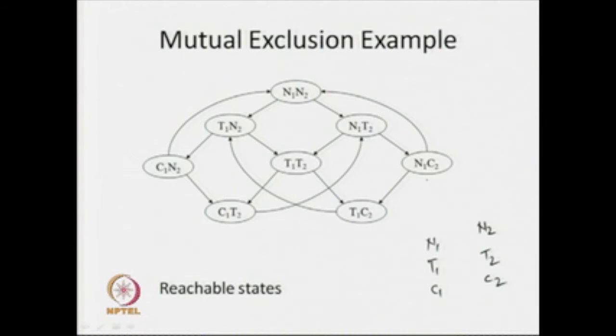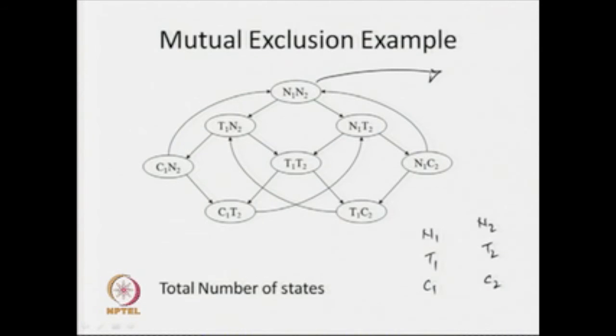If we are talking about reachable states, then we may have other states which are non-reachable. For this particular example, think about the total number of states that we may have. We have already said that we have N1, T1 and C1 for process P1, and N2, T2, C2 for process P2. When I say that in this state it is N1, N2, that means both are in the non-critical section. These are state variables, and N1 is true and N2 is true. What is the status of the other 4 variables?